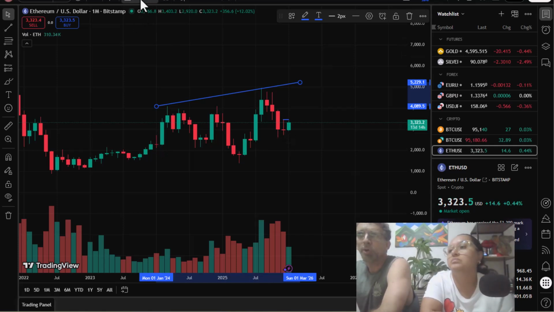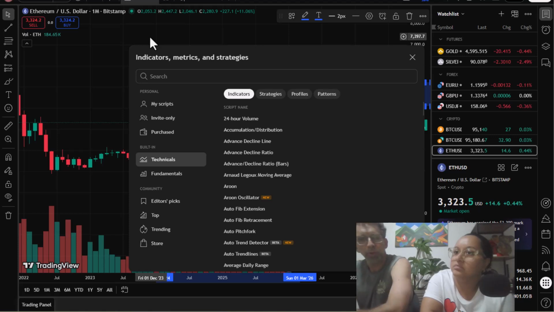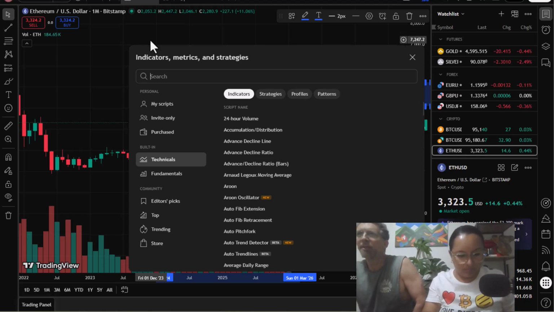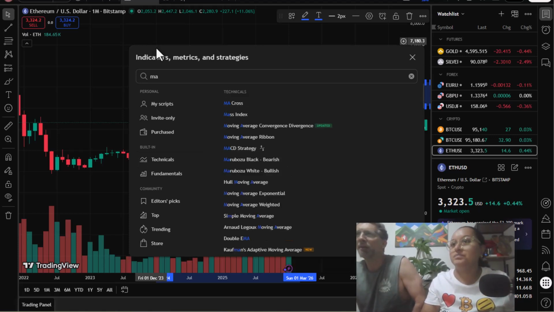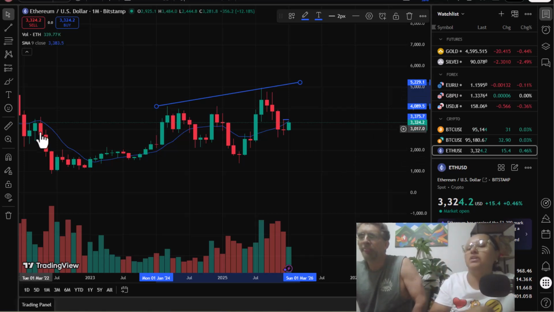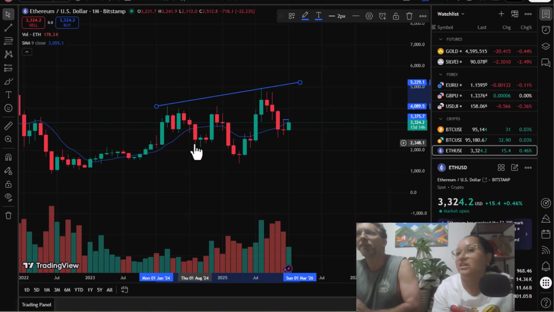There are, of course, a massive ton of indicators that you can put on here. You can put on moving averages. Let's put on MA. And there's the MACD. You can just do simple moving averages or weighted moving averages. If I just put on the simple moving average. What are my basic indicators that I should always have on?